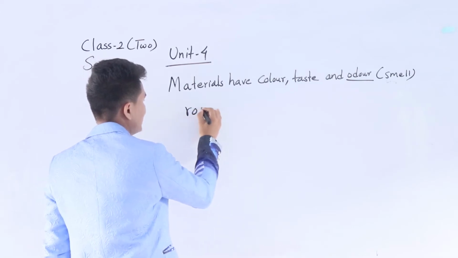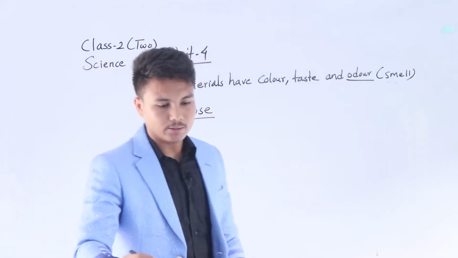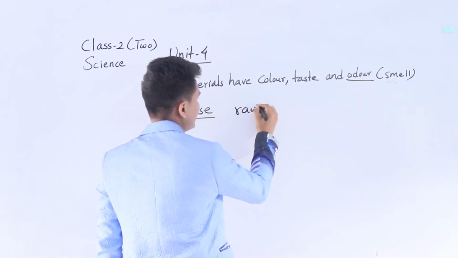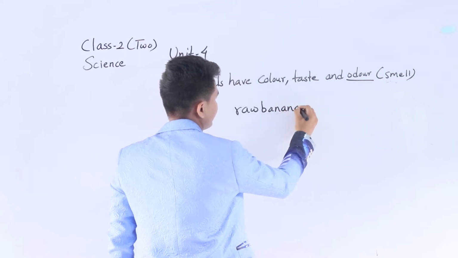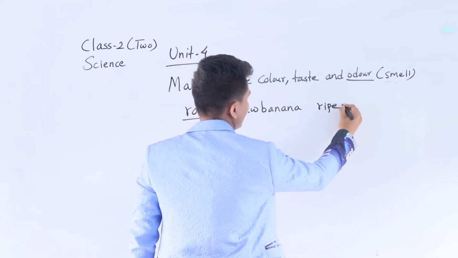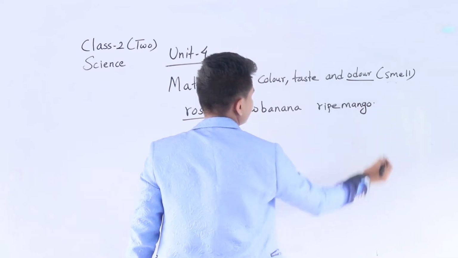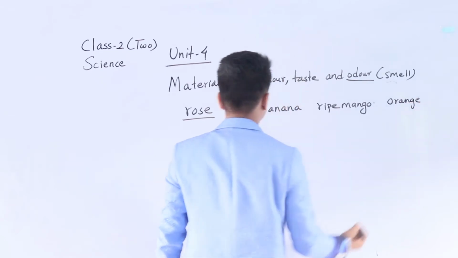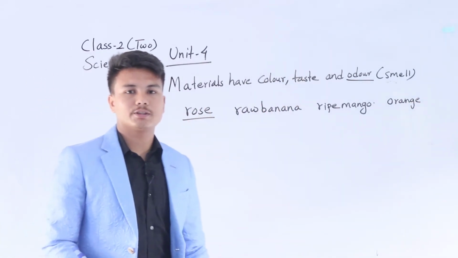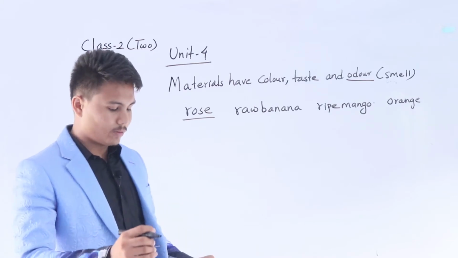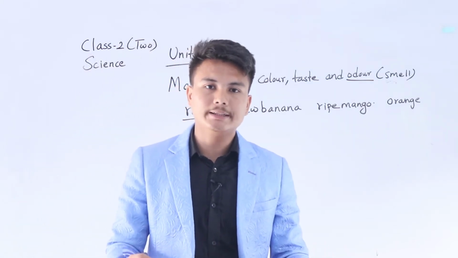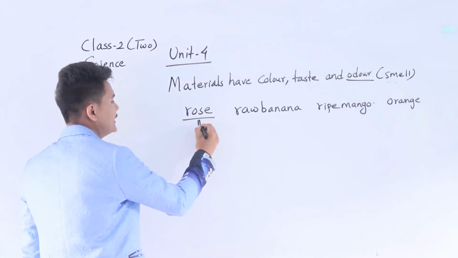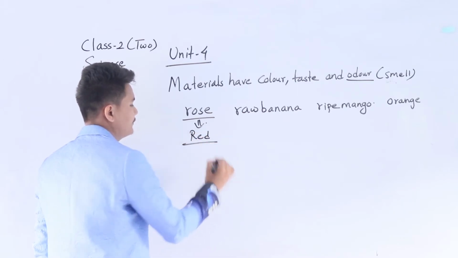So here I have a rose plant. Here I have what? A rose plant. Okay, and I have here raw banana, raw and ripe mango, or we can say here we have orange. Look here, what is the color of rose? Okay, I think rose has three varieties of color: white, red and yellow. Others we can also see, but basically we see here rose is red.